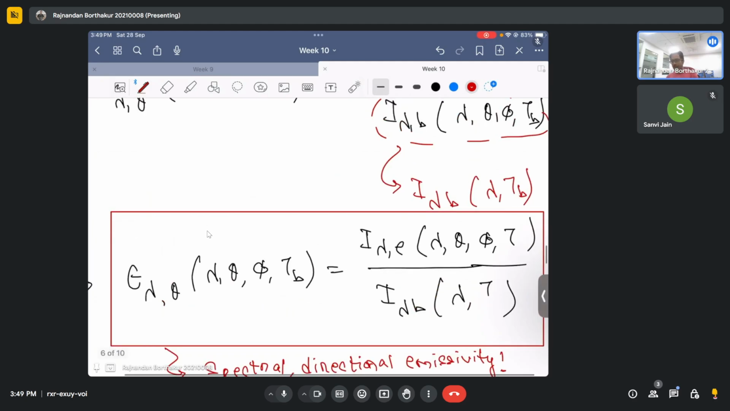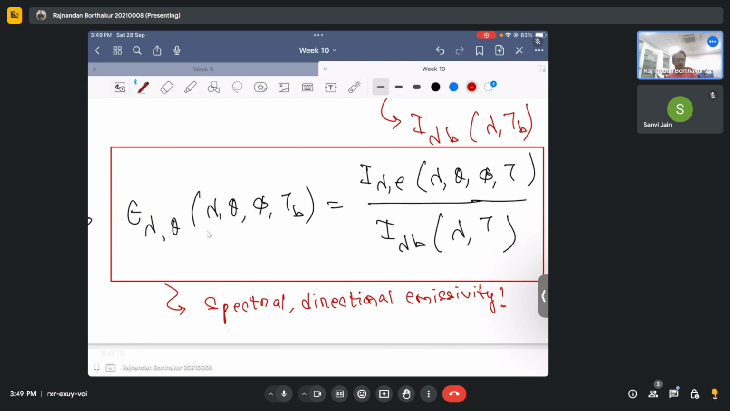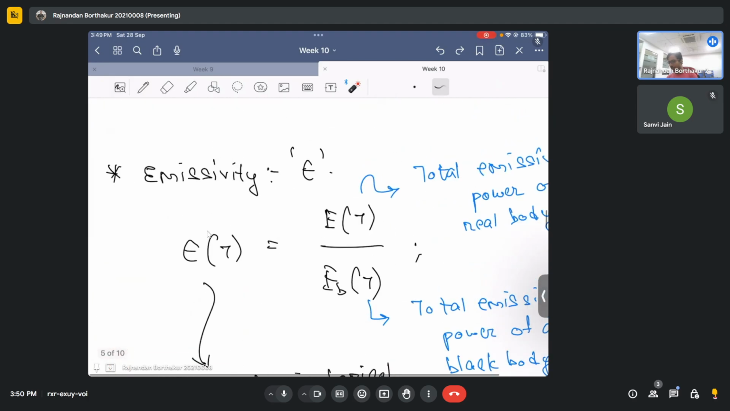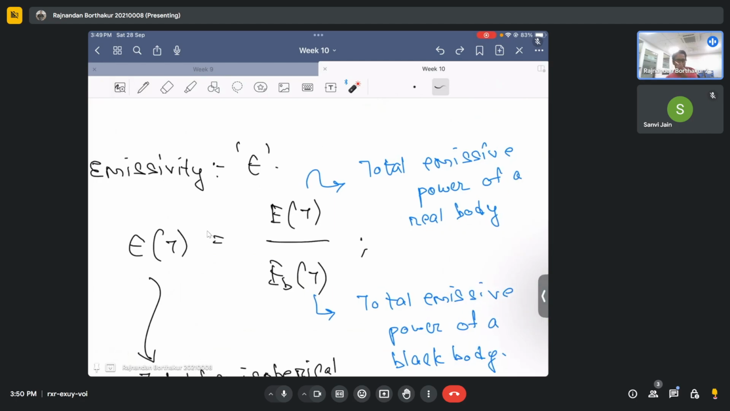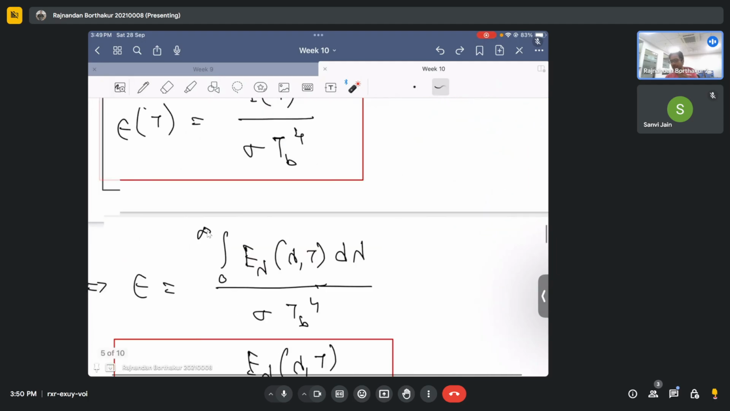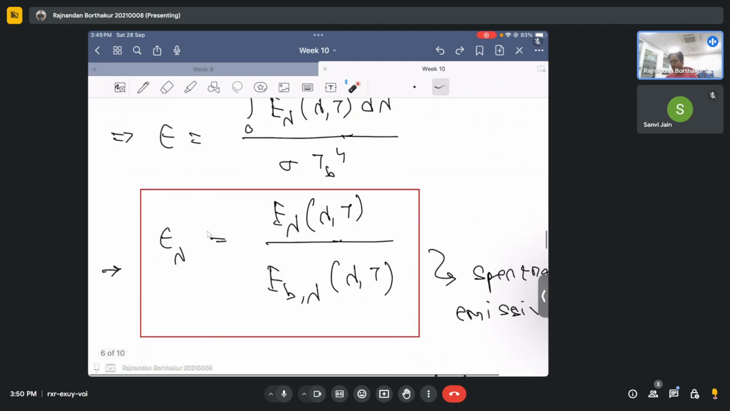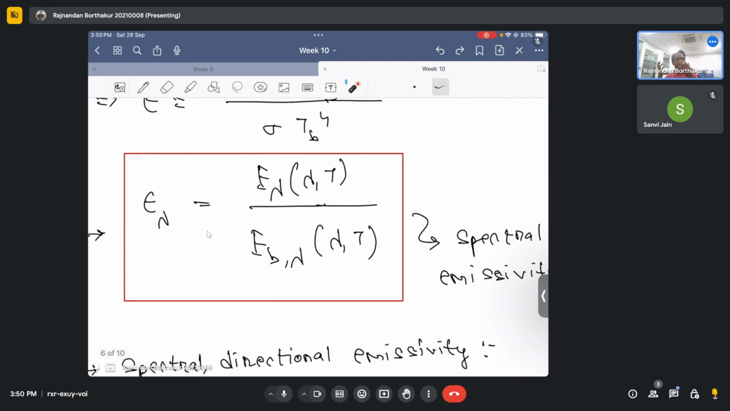All right. So what we did is we started off with the total hemispherical emissivity and went a couple of steps down and saw what is the spectral directional emissivity of real surfaces. Okay. So we saw three things. First, the basic definition, which is the total hemispherical emissivity. And as I said, it is nothing but the total emissive power of a real body to the total emissive power of a black body.